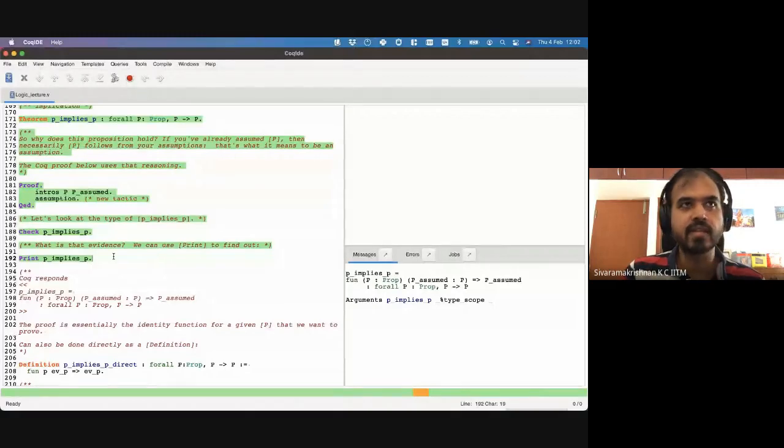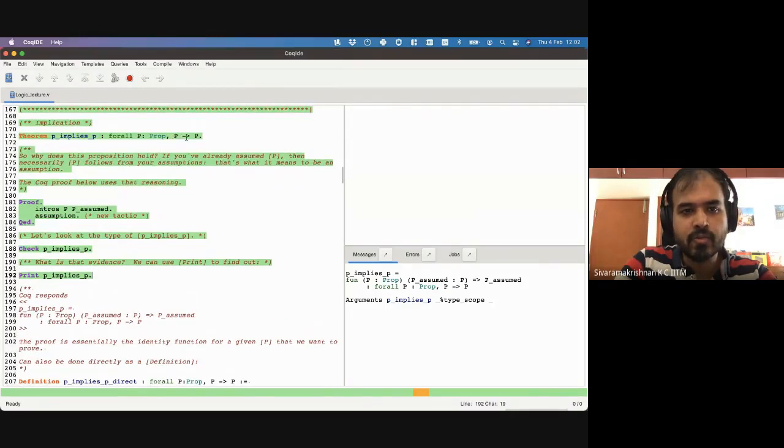Looking at implications, what you essentially have as the proof is an identity function. We want to prove P implies P. Because we are operating in this world where we have the Curry-Howard correspondence, we have to provide evidence for P implies P, and the interpretation of implication is just a function. So given evidence for P, we just have to return the evidence for P.